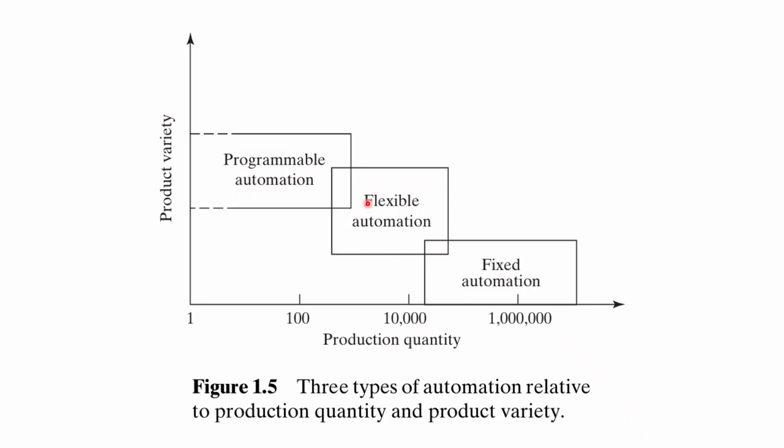Flexible automation can have maximum production as well as let you change the program. It is a combination of both fixed and programmable. That's why you can see that its production quantity is represented in the middle between programmable automation and fixed automation.